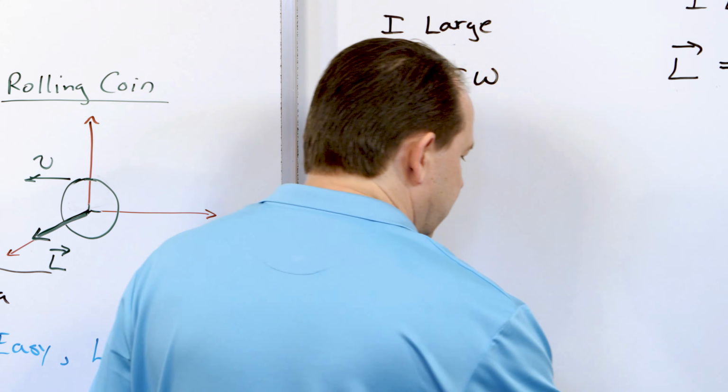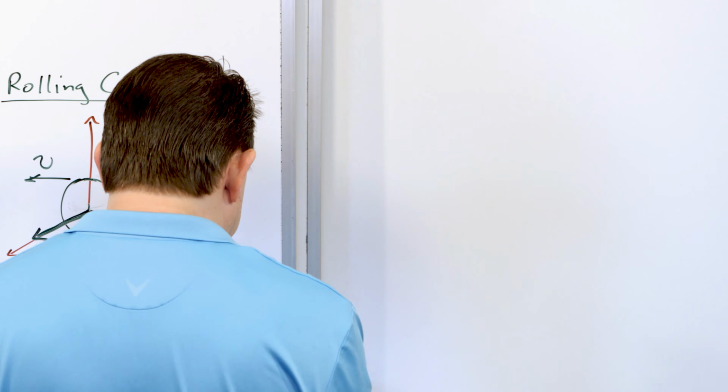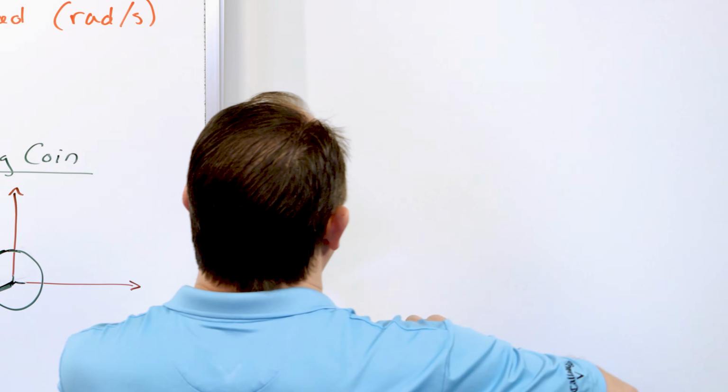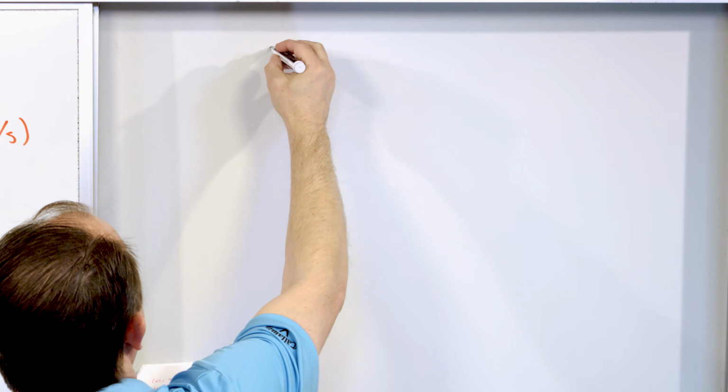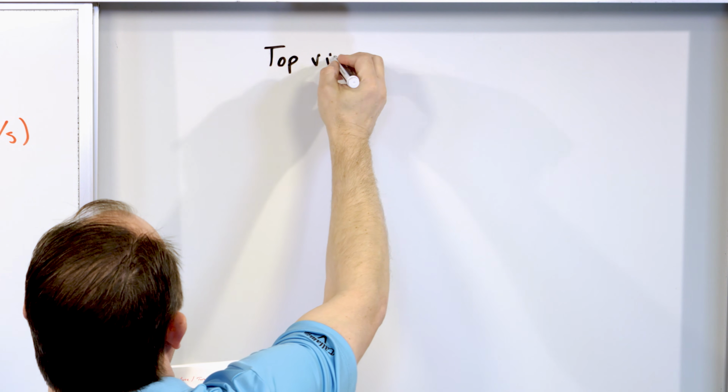So it's not just a number, it has to still be pointed in the same direction. So let's do this by drawing a couple of different pictures. Let's say I'm rolling the coin, and this is going to be a top view.